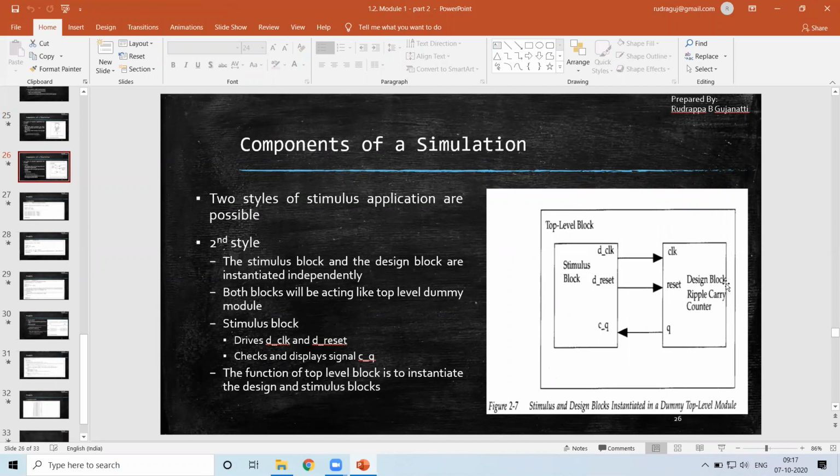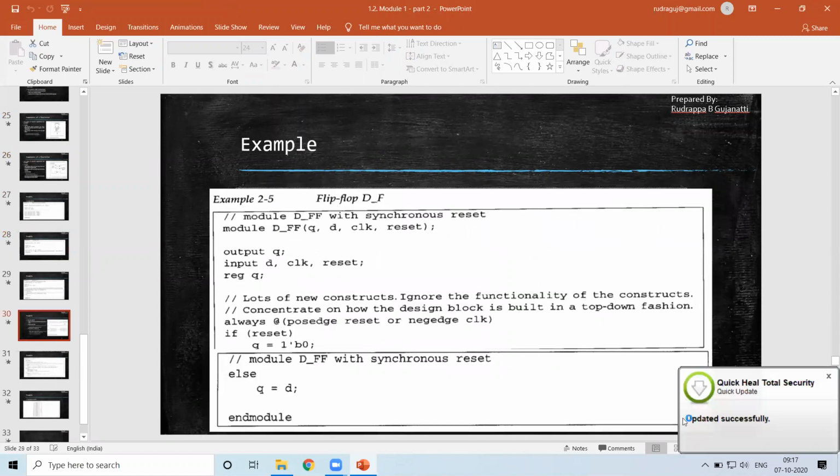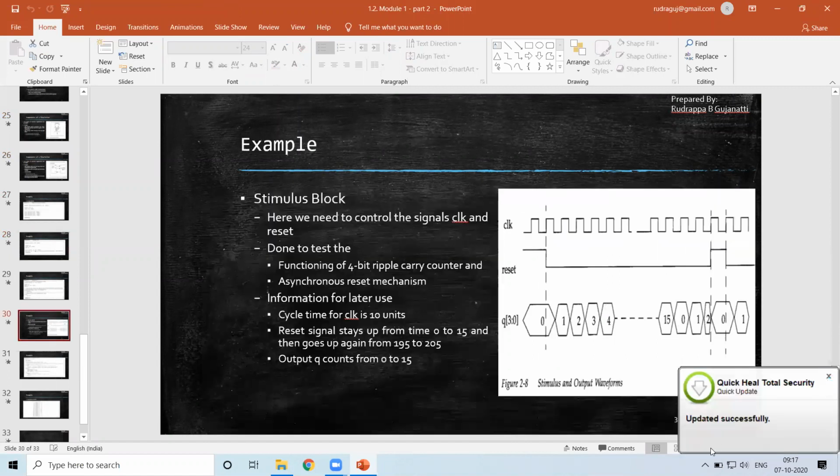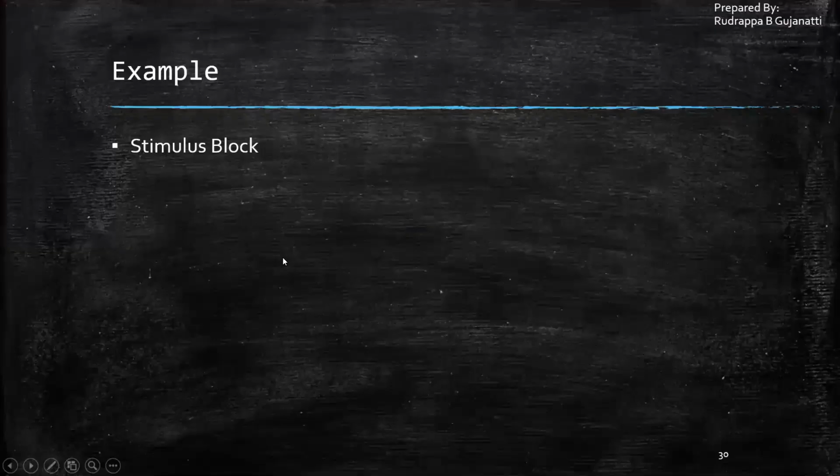And the lower level block, say if it is a ripple carry counter, will have T flip-flops. Then the T flip-flop in turn will have a D flip-flop and a NOT gate. So that is what we had discussed. We had also discussed this block which we have shown over here.